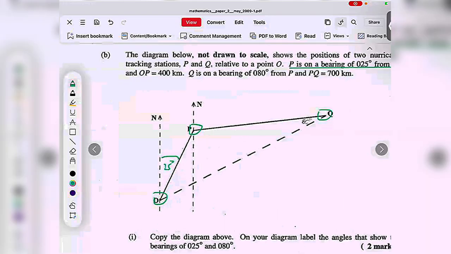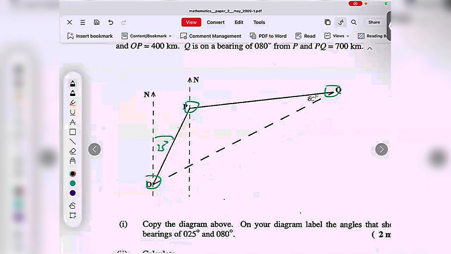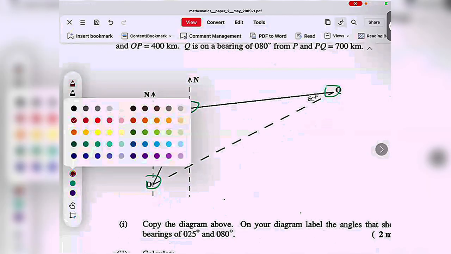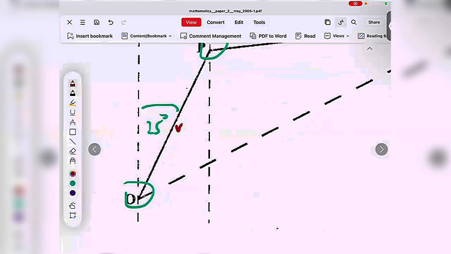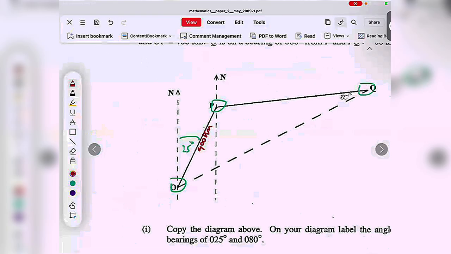All right, so we deal with this part here. OP is 400. So we will put the 400 right on this line here. So that distance is 400, because they say OP is 400.